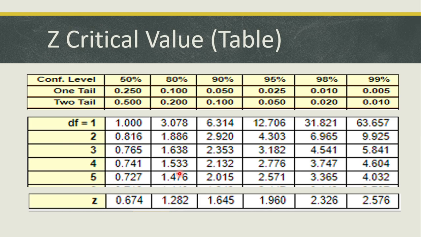Hello? One-tailed ba to or two-tailed? Okay, may narinig ako one-tailed. Very good. Nasaan dyan yung level of significance kung one-tailed? Is it 0.250? 0.100? 99%. 0.010. Okay. Arnold, hindi siya dun sa 99, ha? Tingnan natin, Arnold, ulit, ha? Kung one-tailed or two-tailed.